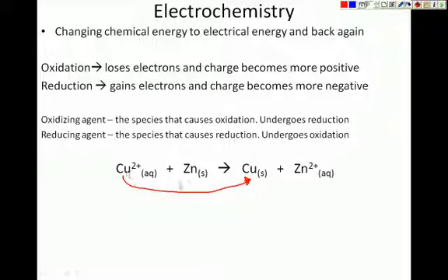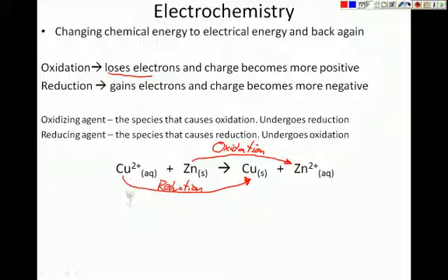So Cu2+ gains 2 electrons, and since it gains 2 electrons, this process is called reduction. Now Zn or zinc solid loses 2 electrons and becomes zinc 2+. Since it loses 2 electrons, this is oxidation.